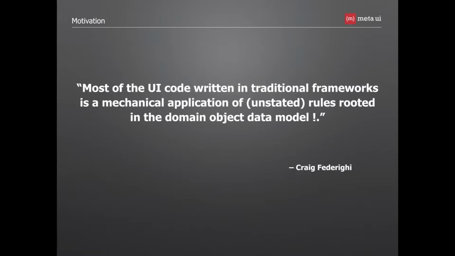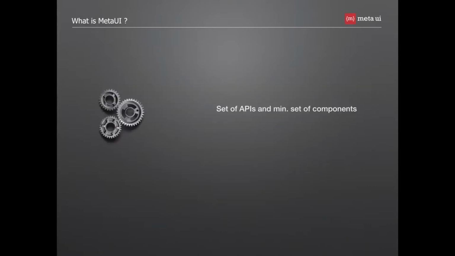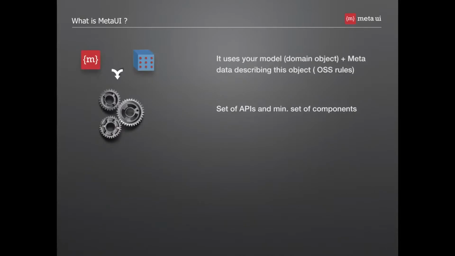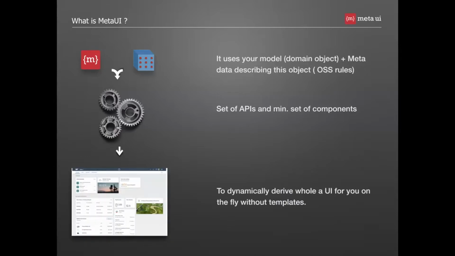So that's why what we try to show you is something we call meta UI, or rule-driven user interface, which is a set of APIs and a minimum set of components that can take your model. In this case, this is your domain objects, and metadata describing this model. This is our rules that we call object style sheet or OSS rules. They are really similar, just like CSS rules, to dynamically derive a fully functional user interface for you without forcing you or letting you assemble or lay out every single field manually for every single use case.